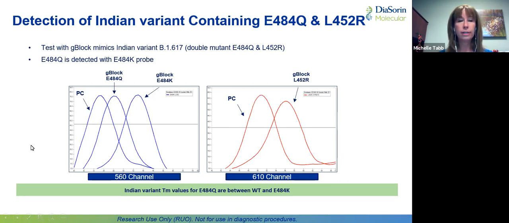There was no mutation present in the FAM channel in this variant, and so I'm not showing that in this picture, but you can also see the presence of the L452R in this particular variant. So we have the pos control for the L452, and then we have L452R with the melting curve that's slightly to the right, a higher melting temperature than the positive control.